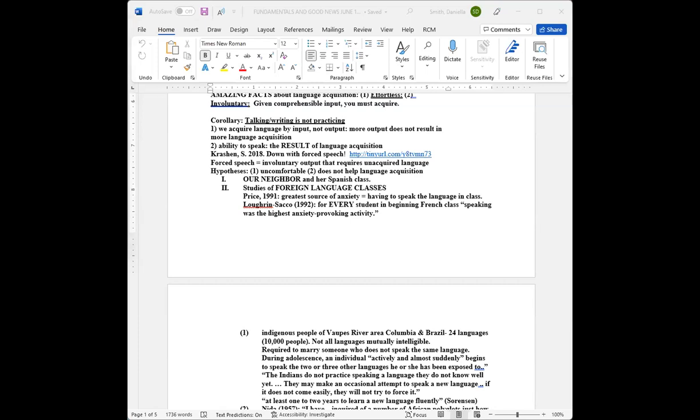I wrote a paper about this called Down with Forced Speech, and I want to give you a little bit more of the data. There's an anthropologist named Sorensen who did a wonderful study in South America, in the Valpes River area. In this small area, there are 10,000 people who speak 24 different languages.